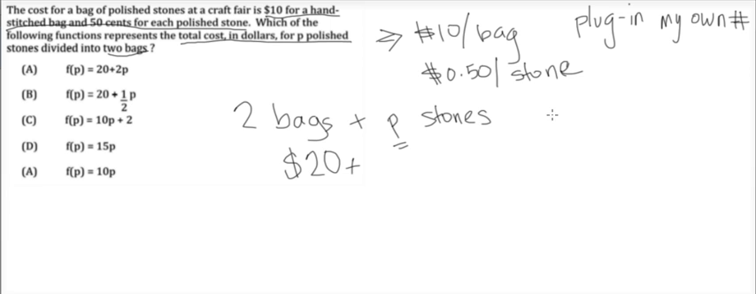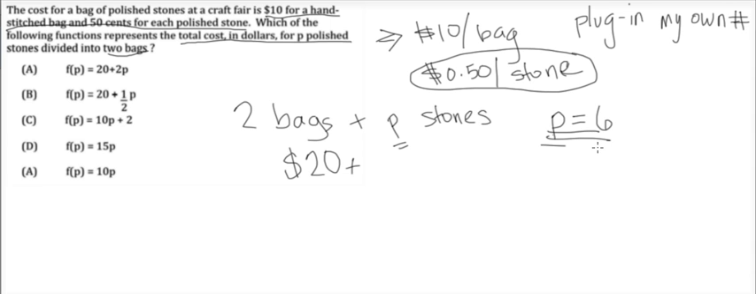Okay, so we're going to plug a number in for P. So let's say that P can't be negative, can't be zero. Oh, it could be zero if we're not getting any stones at all, but definitely cannot be negative. Let's just make up a number for P. So I'm going to say that we purchased two bags and 6 stones. Okay, so let's say P equals 6. So if each stone is 50 cents, which we know from the question, and I'm purchasing 6 stones, saying that P equals 6, then I could find out how much money that would cost by multiplying 6 times 50 cents.